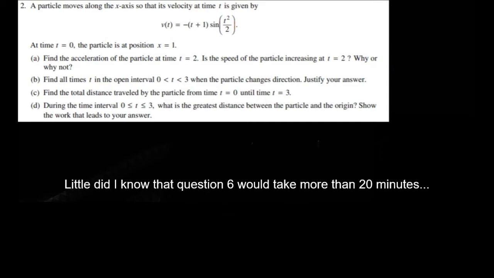So we have a particle moving along the x-axis, and we have its velocity function. A good step, I think, to take is to go through all the parts of the problem and underline the key words and just have it in the back of your brain and think about different strategies that could be related to the words. So we have acceleration here, we have speed, we have changing direction, total distance traveled, more distance. Okay, so now that we underlined all the key words, that's going to help us a lot.